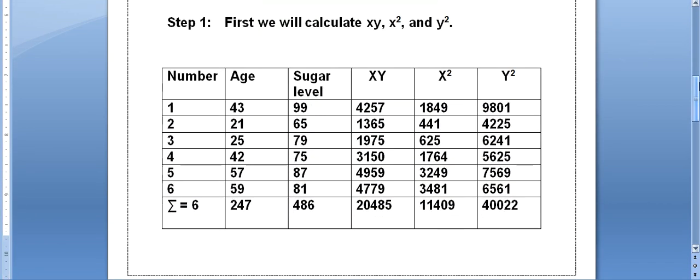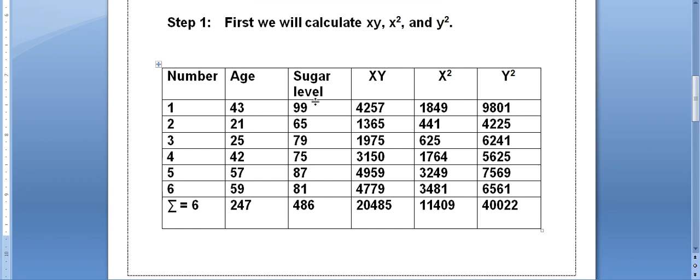First, step one is we have to calculate xy, x square and y square. We have the values of x and y. Based on this I have calculated here. I have done the calculation and kept the file ready so that I can just explain it to you. Here x into y is the multiplication of x and y variable. So 43 into 99, it will get this answer. Similarly x square is the square of x value. So 43 square, then 21 square, 25 square is 625 and so on.